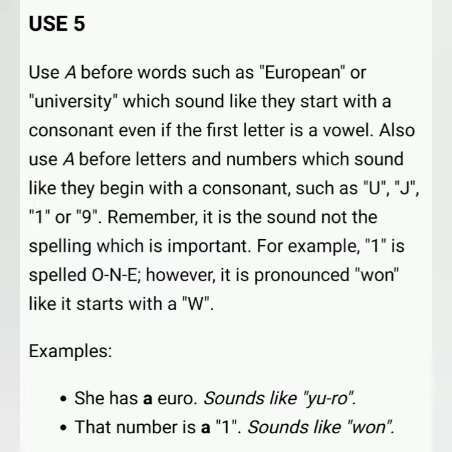For example, one is spelled O-N-E. However, it is pronounced as one, like it starts with a W. Example, she has a euro. Here, euro, E is a vowel, but it sounds like a Y sound. That number is a 1. It sounds like W.